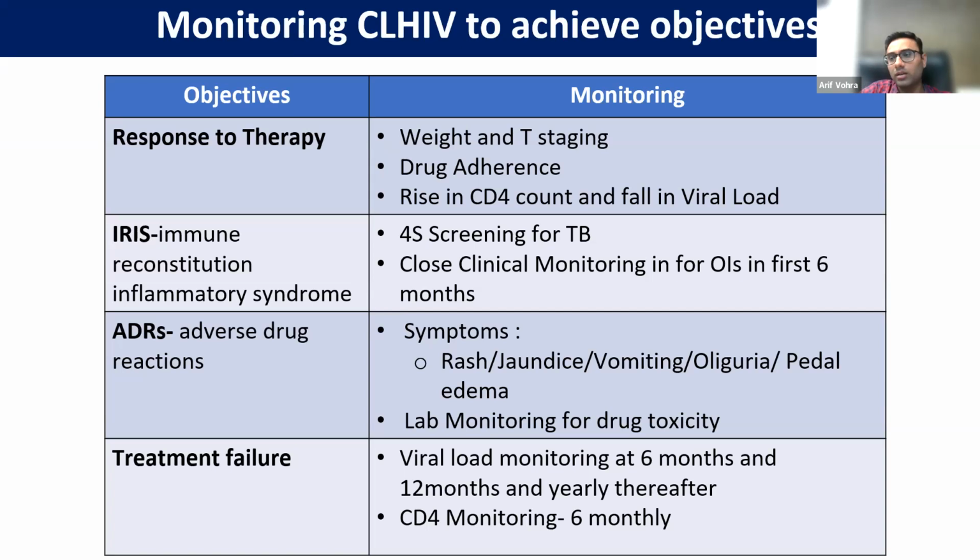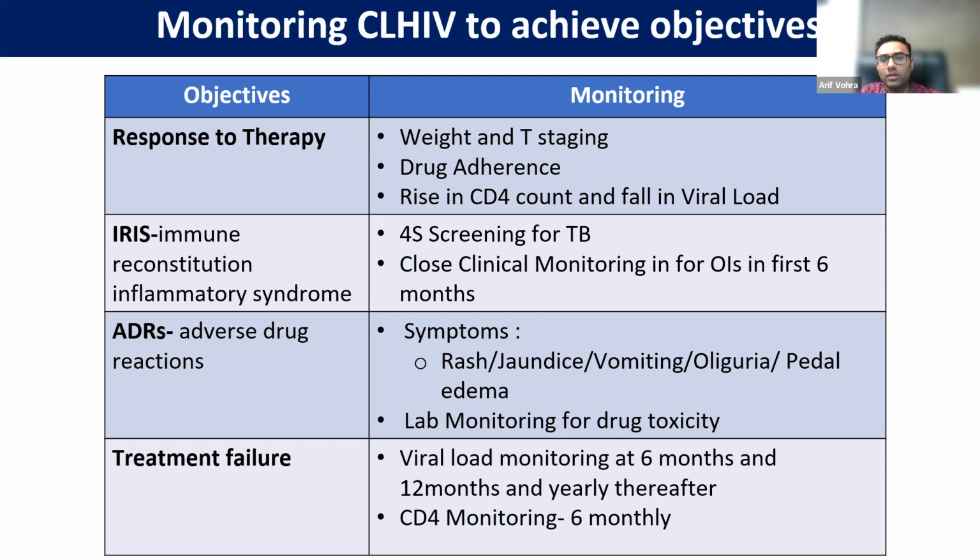Many a time tuberculosis coexists with HIV infection, or because of the recovering immunity, the tuberculosis may reappear. The symptoms of tuberculosis may appear after starting the ART. So always screen the child for tuberculosis. There are 4 screening symptoms: fever, cough or cold for more than 15 days, weight loss or not gaining weight, and lymphadenopathy. So always look for these 4 symptoms when you are screening for tuberculosis.